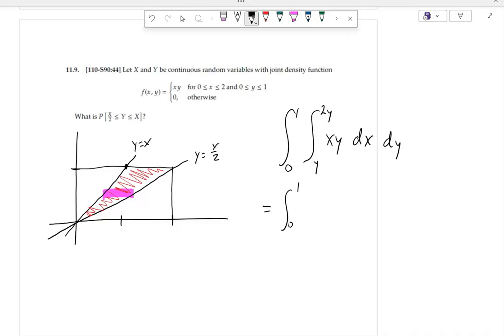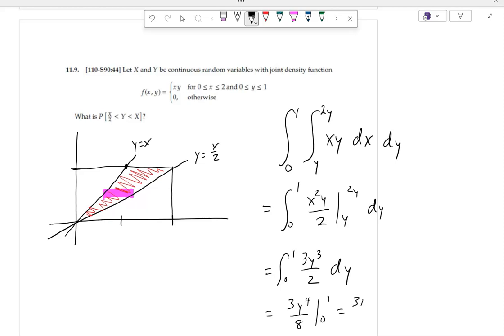Okay. The antiderivative with respect to x will be x squared y over 2. Put in 2y for x, you're going to get a 4y squared. Excuse me, try that again. You're going to get a 4y cubed. And then you'll put in a y, you'll just get a y cubed. So we're going to end up with 3y cubed over 2. And then at that point, that should be a fairly straightforward one to anti-differentiate. You get 3/8.